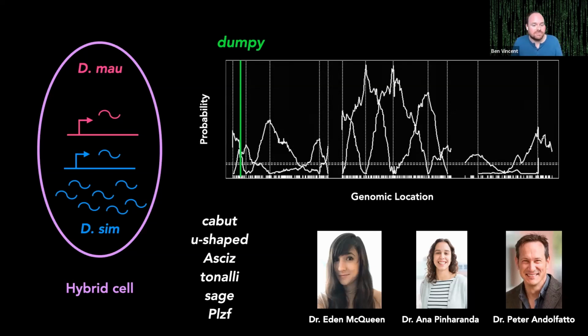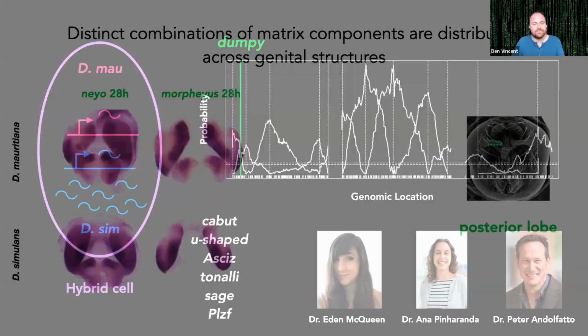And I think these resources are going to be really useful for building out the network controlling dumpy specifically, but I'm also going to be able to extend it to other matrix genes that also vary in genital expression. So I'll show you some expression patterns for those.